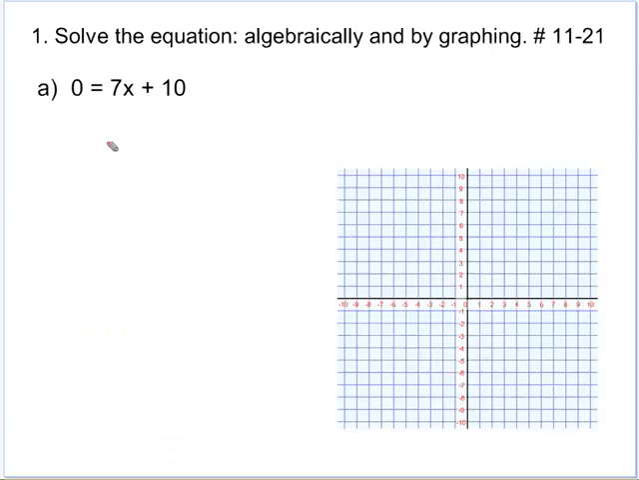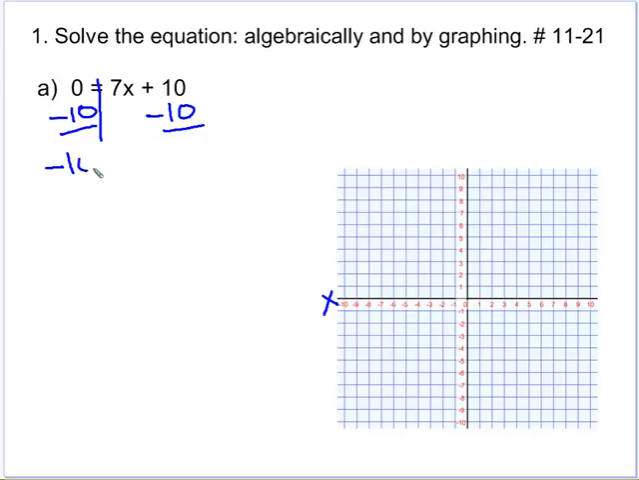Solve the equation using algebra and then by graphing. Well, this equation, first thing I notice is there's a 0 there where there should be a y. Well, that's because if there's a 0 there, we're asking for a solution or where it crosses the x-axis. So in order to get x alone, we'll have to do a little bit of algebra. Subtract 10 from both sides.